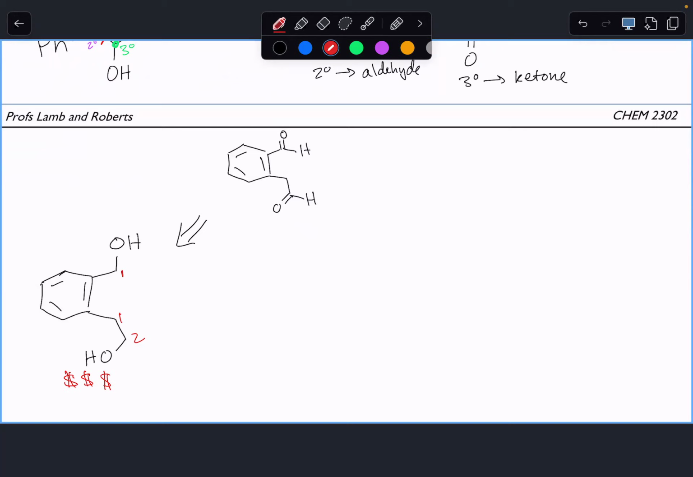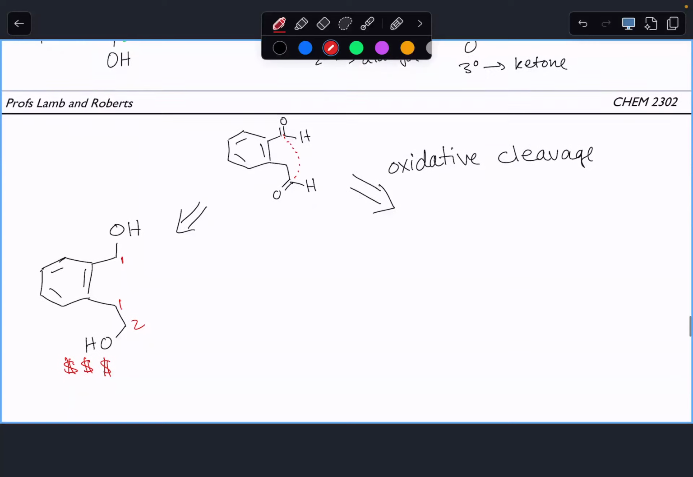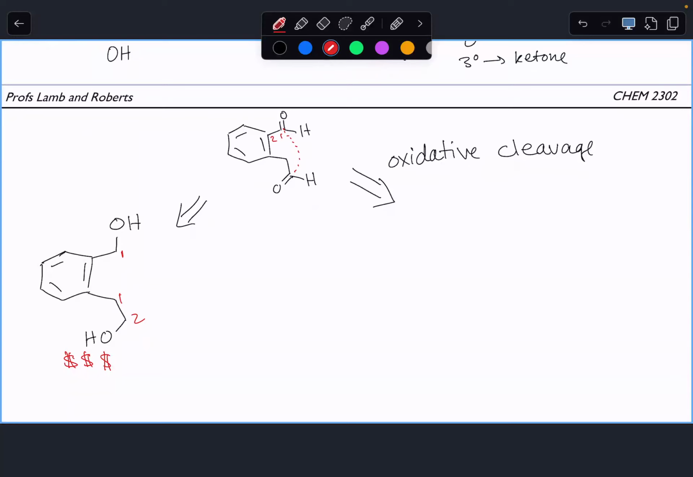So instead of trying to figure out how to make this unsymmetrical diol, we can think about, well, what happens if I do an oxidative cleavage? So if those 2 aldehyde carbons had been connected in a ring, and I had done oxidative cleavage to make this dialdehyde, what would that look like? So I'm going to number my carbons. 1, 2, 3, 4, 5. Okay, so that's going to be a 5-membered ring attached to this 6-membered ring.